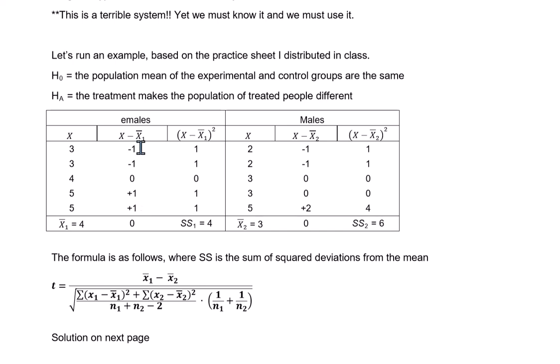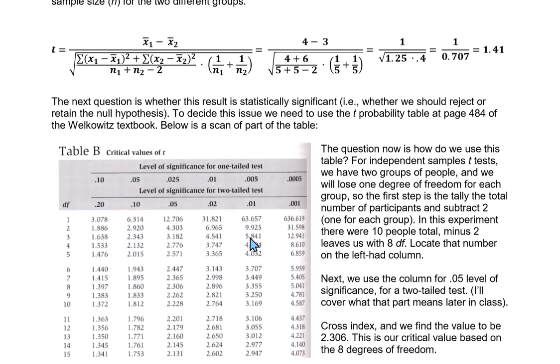So this first group, the group of females, has 4 degrees of freedom, and the second group has 4 degrees of freedom. And so for this particular hypothetical experiment, we have 8 degrees of freedom. The critical value would be 2.306, based on a 0.05 alpha two-tailed test.